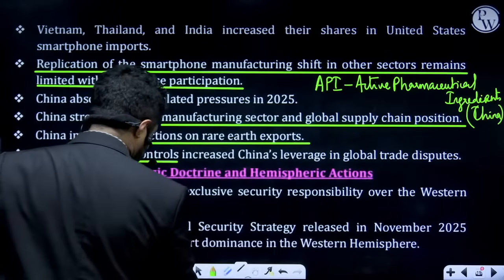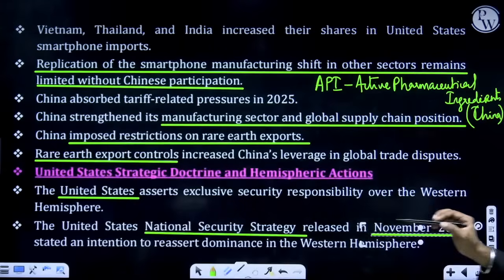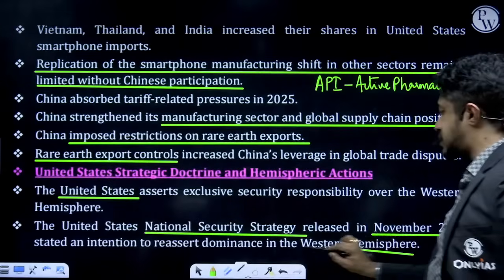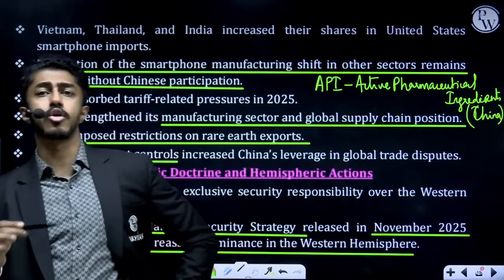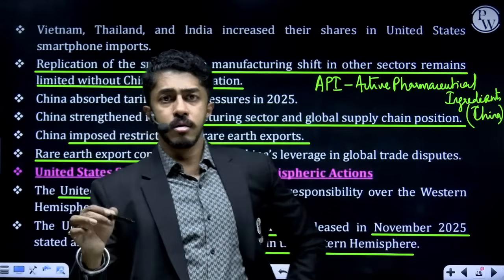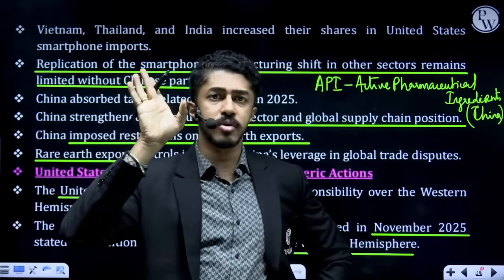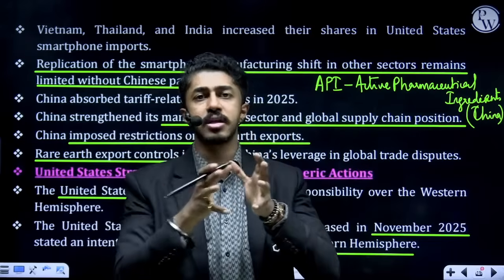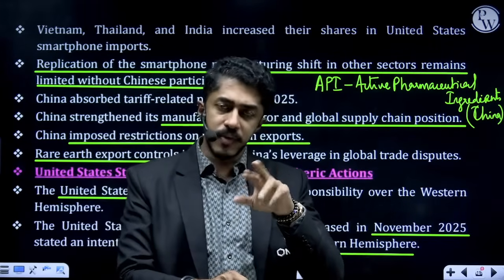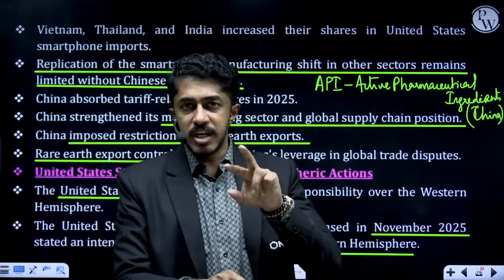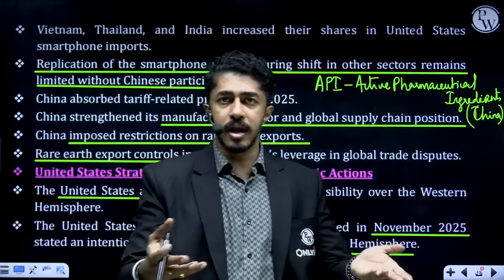The United States National Security Strategy, released in November 2025, stated an intention to reassert dominance in the Western Hemisphere. That is the Monroe Doctrine, an old doctrine given by one of the former presidents of the USA, to assert their influence in the Western Hemisphere. Now it has undergone a Namkaran change, a change in terminology: the Monroe Doctrine, that is, the Donroe Doctrine, D for Donald.